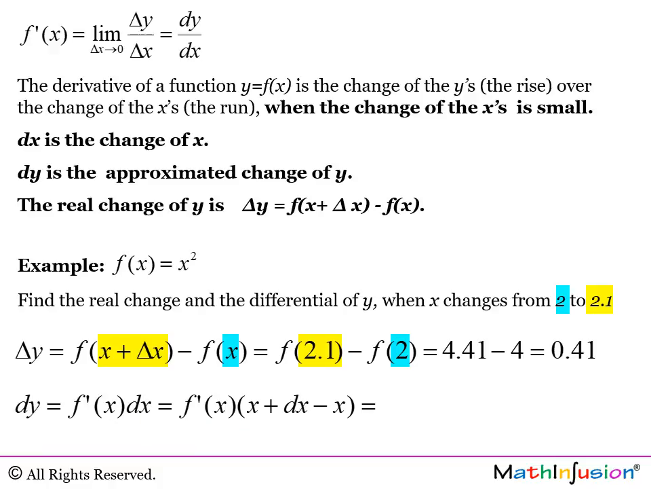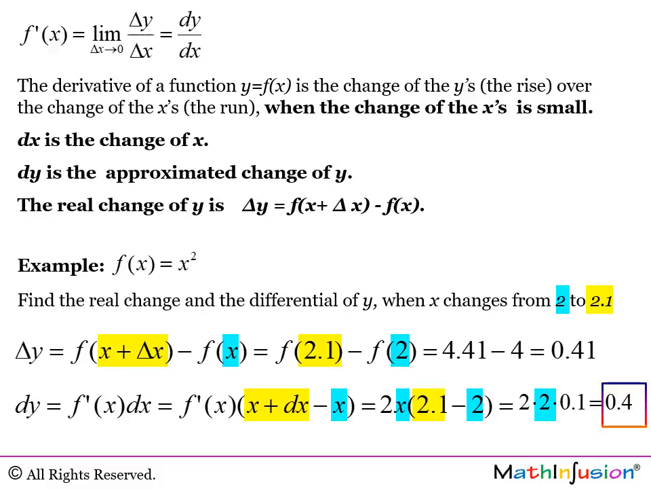If I would like just to approximate that change, then I can find just dy, because it is easier. dy is the derivative of the function times dx. Why dx? Because dx is x plus dx minus x. So in this case, it is 2.1 minus 2. And the derivative of the function is 2x. So I get 2x times 2.1 minus 2. Look what I did. I substituted 2 for the x, not 2.1, but 2. And I get 0.4.